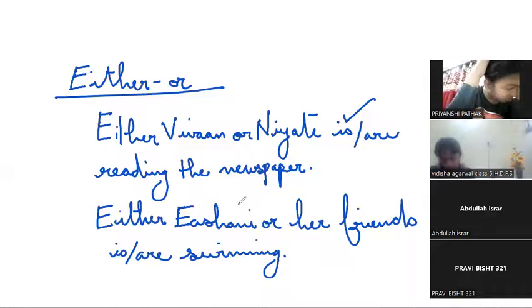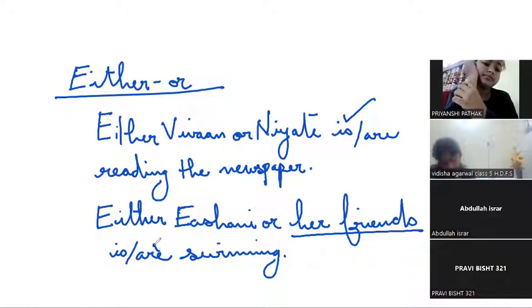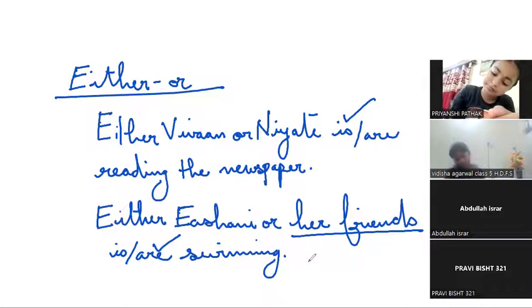Proximity means something which is close. So the noun which is closer or the subject which is closer to the verb will decide the verb. So here her friends is plural, so it will be are. जो verb के पास है either or में, verb उस पे depend होगा. This is something which you need to remember. I'm saying in Hindi as well so that all of you understand. Right? So remember this, either Ishani or her friends are swimming.